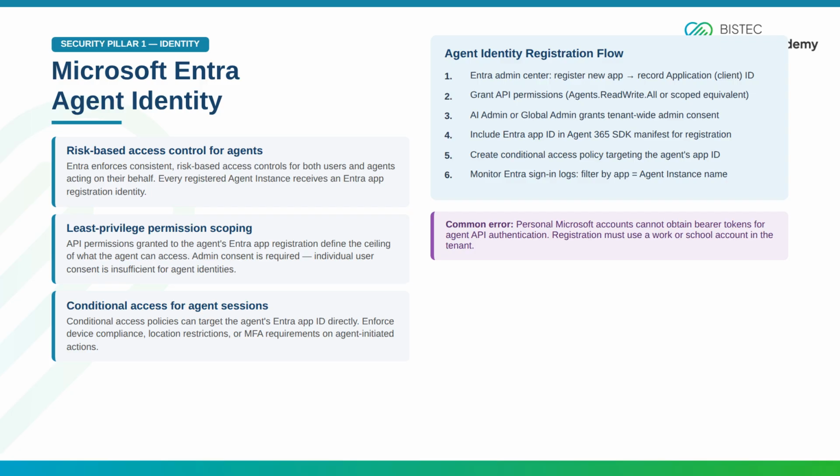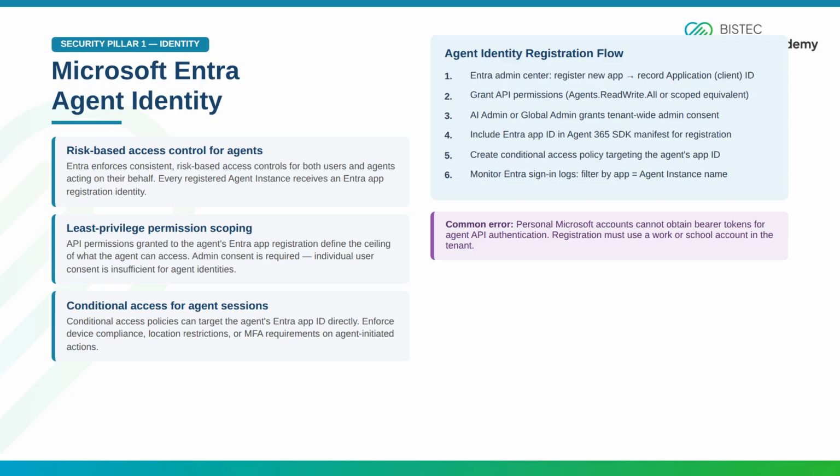Least privilege permission scoping works through the API permissions on the agent's Entra app registration. The permissions you grant define the ceiling of what the agent can access. It cannot exceed those permissions regardless of what the user asks it to do. Admin consent is required for all permissions. Individual user consent is not sufficient for agent identities.